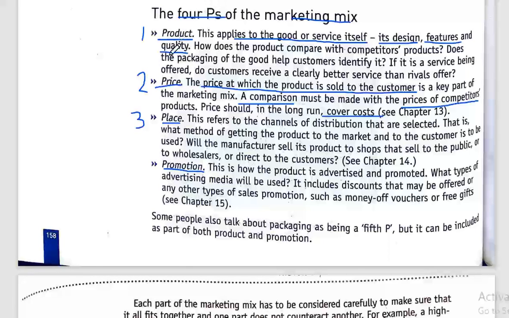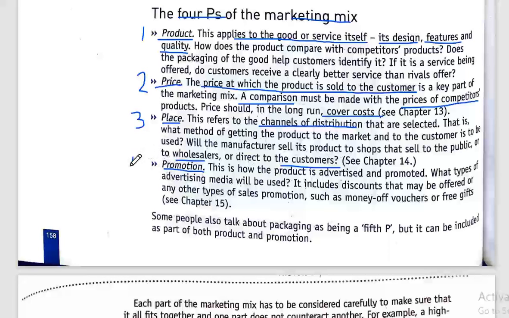Talking about the place. When I'm talking about the place, I'm referring to the channels of distribution that are selected. So what are the channels of distribution that I will be using from the producer to the final user, which is the consumer, who are going to be involved in the process of, let's say, delivering a product from the producer to the final user? Are they, let's say, wholesalers or retailers or agents, or am I going to directly hand the customers the product right from the producer?